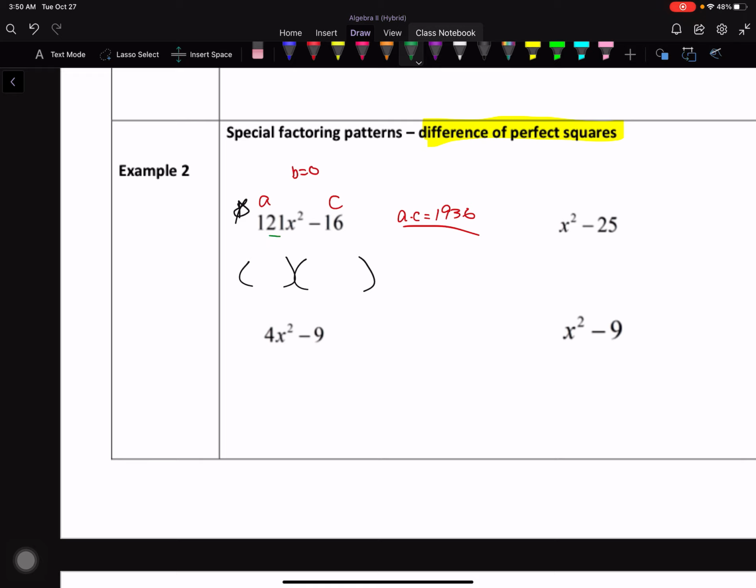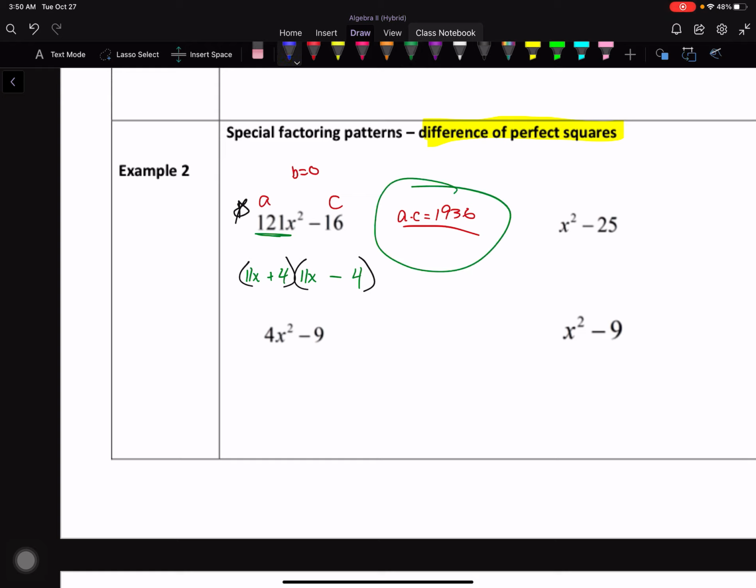Starting with here, the square root of 121x squared is 11x. So 11x times 11x is 121x squared. The square root of 16 is 4 times 4. And then in order for my b term to be 0, one of these has to be positive, the other has to be negative. That's it. That is the shortcut if you recognize it's a special case, because we want to avoid the box method.